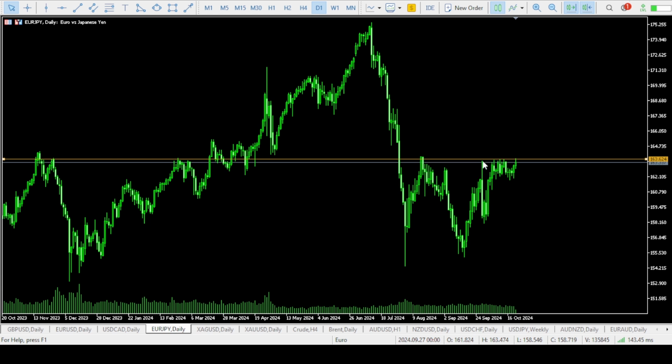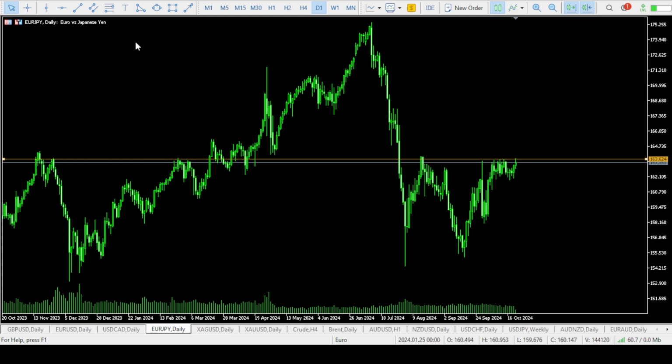Price has tested it here, here, and here. So this is the fifth time that price has come to test this resistance here at 163.624. As it is now, price is retracing, and I'm looking for a sell opportunity. There could be a breakout soon, but now I don't think it will occur, but it might.